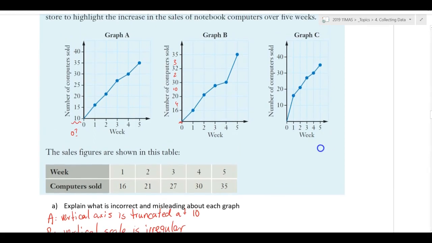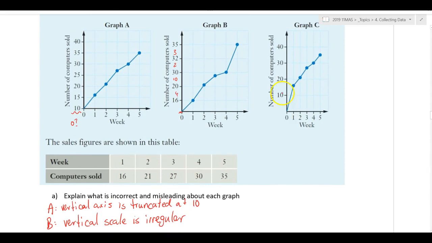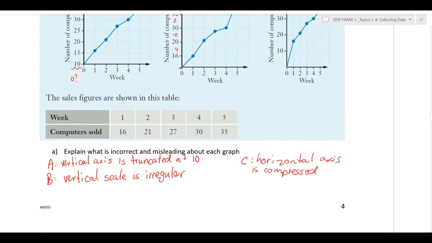Finally, let's have a look at graph C. What's wrong with this? 10, 20, 30, 40, that looks pretty good to me. We're okay across here. If we look in the book, the answer they suggest is that the horizontal axis has been compressed, which exaggerates the gradient, how steep the line is. But it's still regular, so I don't have a huge problem with C. We can't compare it as easily to the others, but you're not going to compare it to a misleading graph anyway.